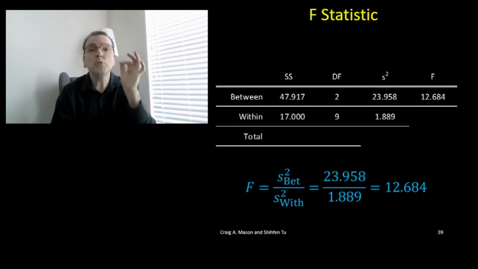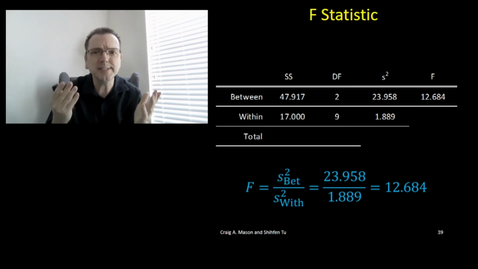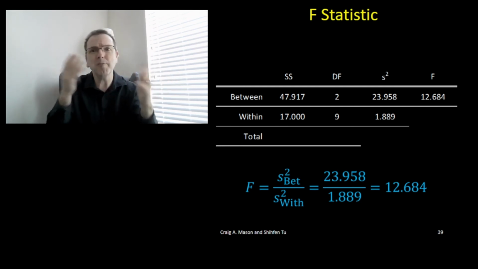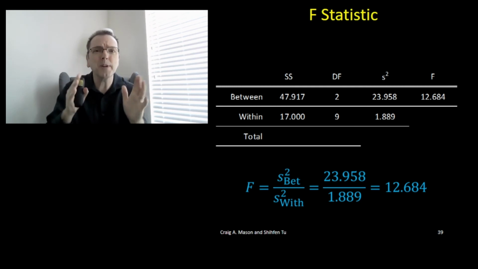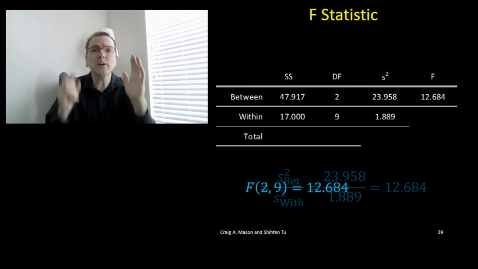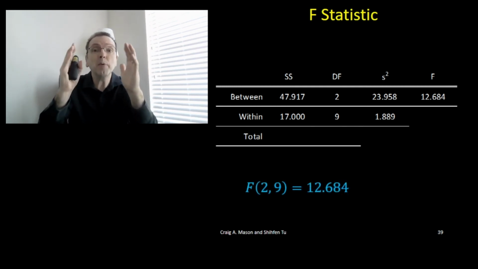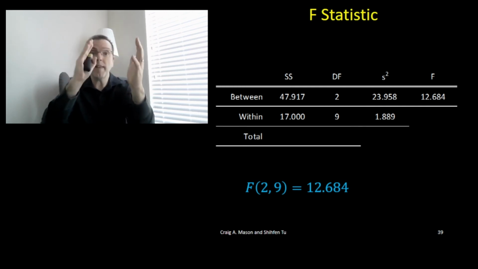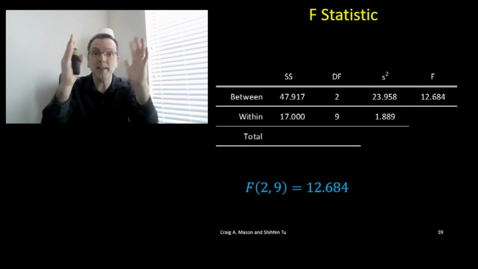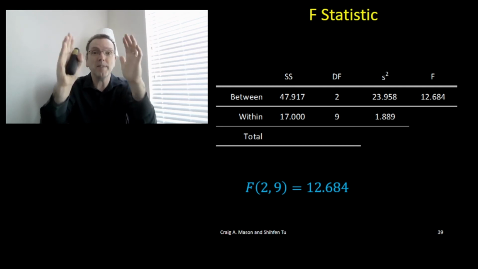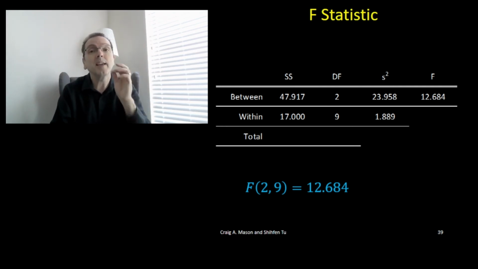First, remember to report F using the proper notation. Don't just say F equals 12.684. No, use the proper notation. Include the degrees of freedom and report it as F parenthesis 2 comma 9. Put those degrees of freedom in the parentheses, right? F parenthesis 2 comma 9 equals 12.684. And that looks beautiful, doesn't it? All right.